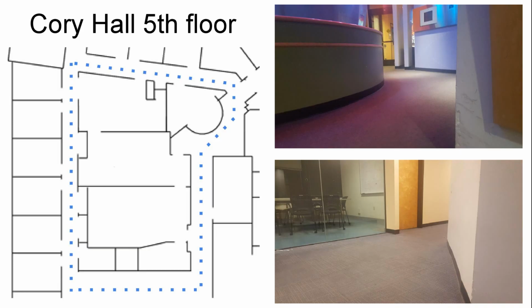The car's environment consisted of a subset of the 5th floor of Cory Hall at UC Berkeley. The dashed blue line shows the places the car could travel. However, the car has no a priori knowledge of the environment. We chose this environment because it has many challenges, including changing lighting conditions and transparent walls.